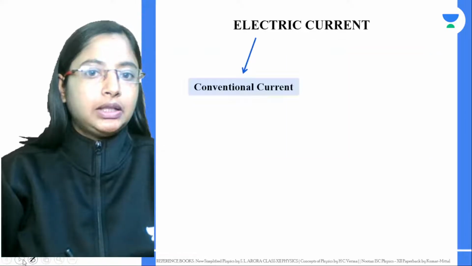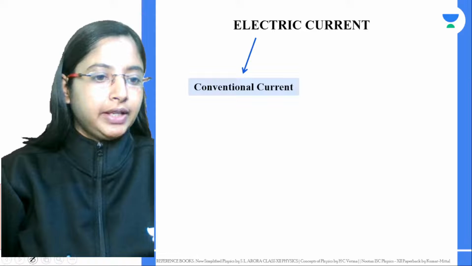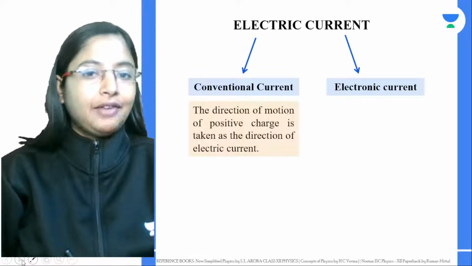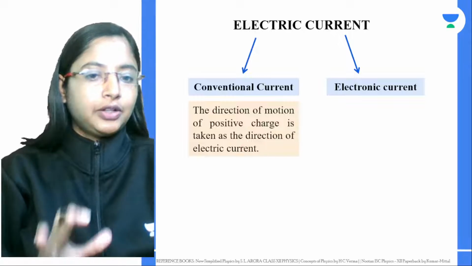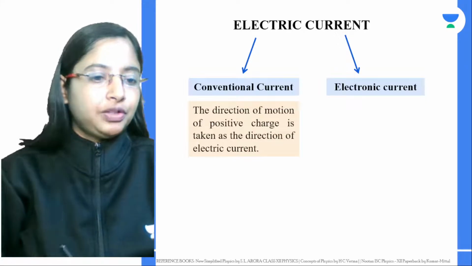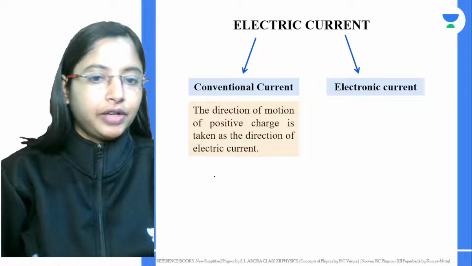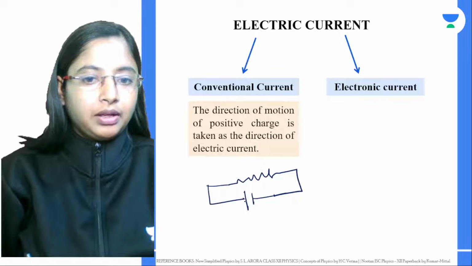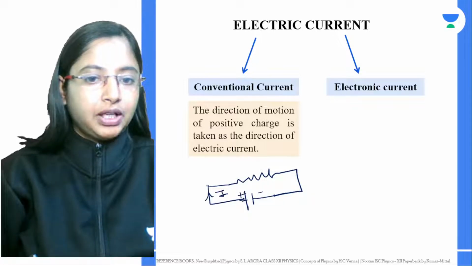Now, there are two currents. We normally talk about a conventional current and an electronic current. Conventional current: in any circuit that you're taking, the direction of the positive charge is taken as conventional current. For example, let's say there is a resistor connected across a battery. This is the positive terminal, this is the negative terminal. So the direction of the conventional current is always from the positive to the negative terminal.